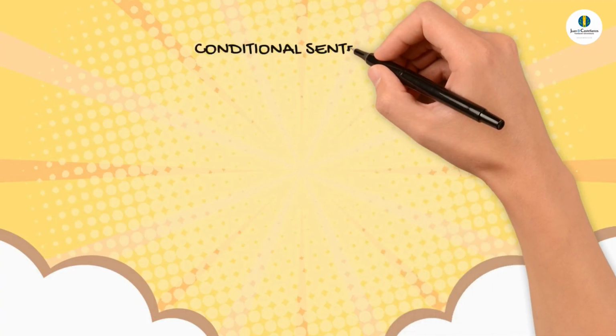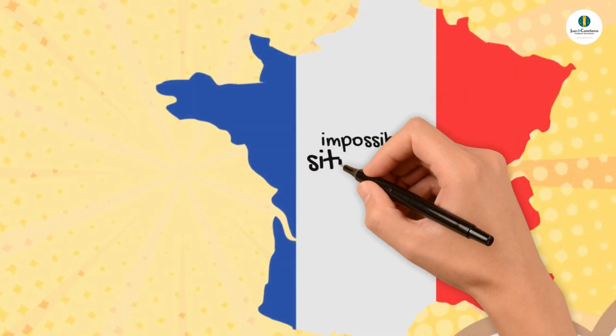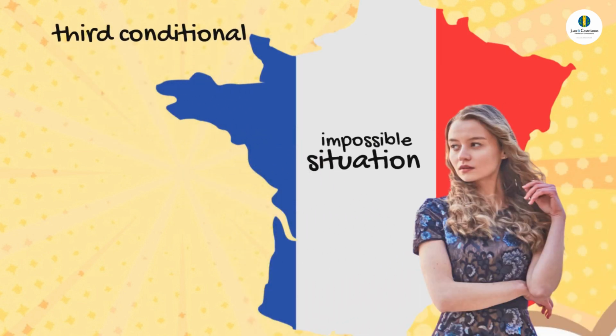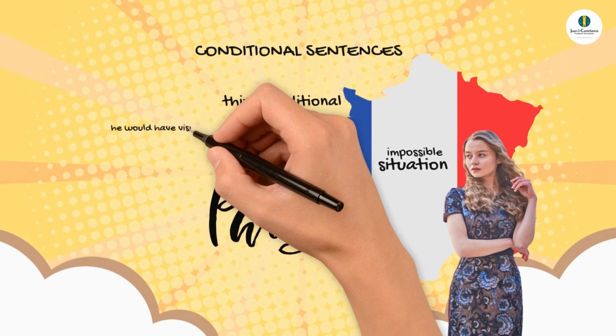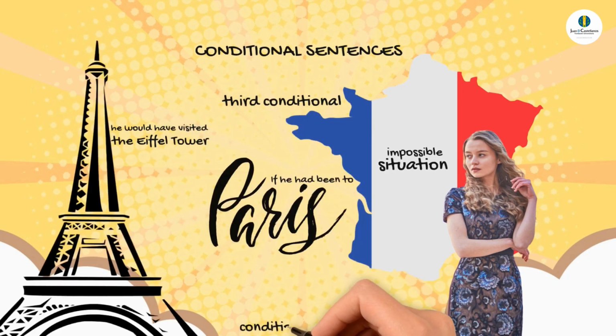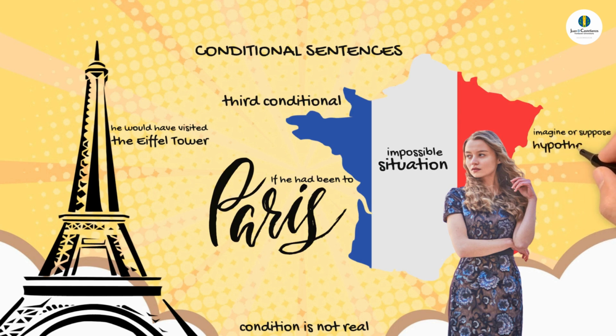Conditional sentences. Finally, when we talk about an impossible situation we use the third conditional. As we see in the example, if he had been to Paris, he would have visited the Eiffel Tower. Notice that this condition is not real, it is something we imagine or suppose, and the outcome is also hypothetical, because if he had never been to this place, he cannot visit the monument.